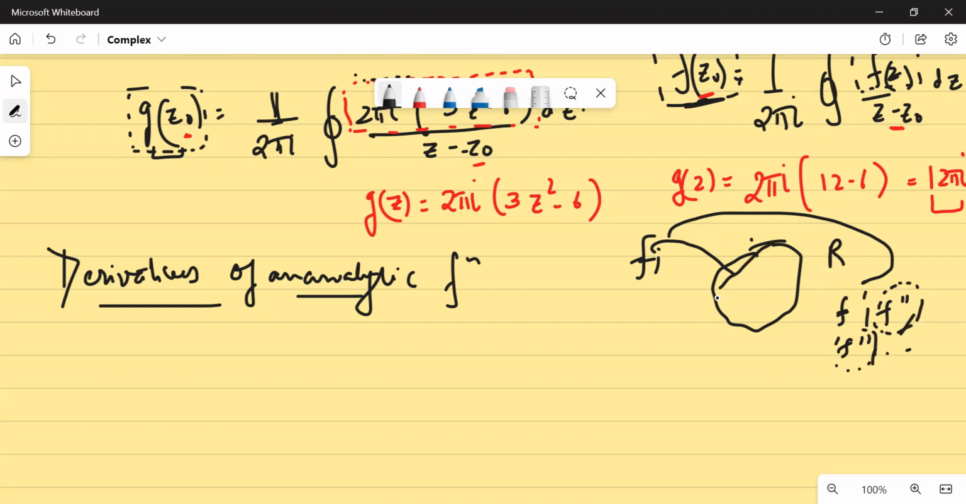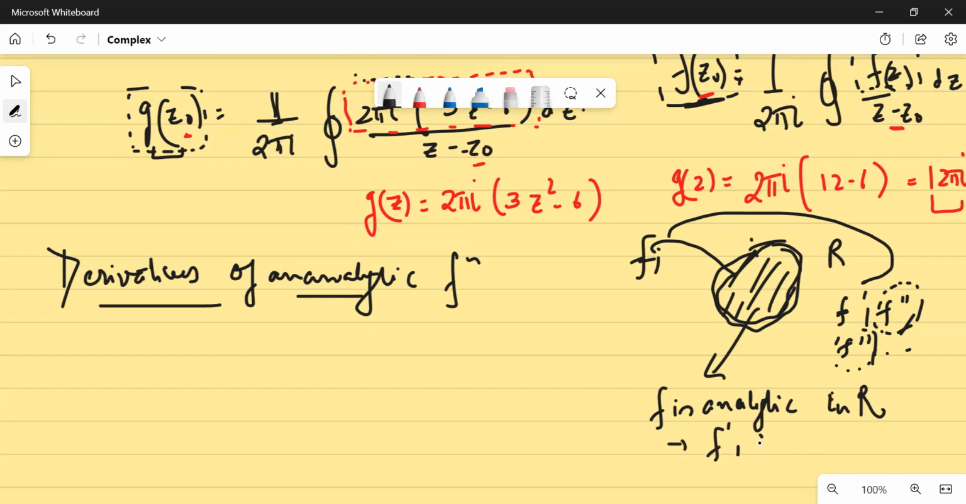Understand one thing: if in a region R, my function f is analytic, then f dash, f double dash, f triple dash, f4, f5 and so on are all analytic. Are you getting my point? So we are doing derivatives of an analytic function just because we have done this kind of thing. So understand my point of how to find derivatives.